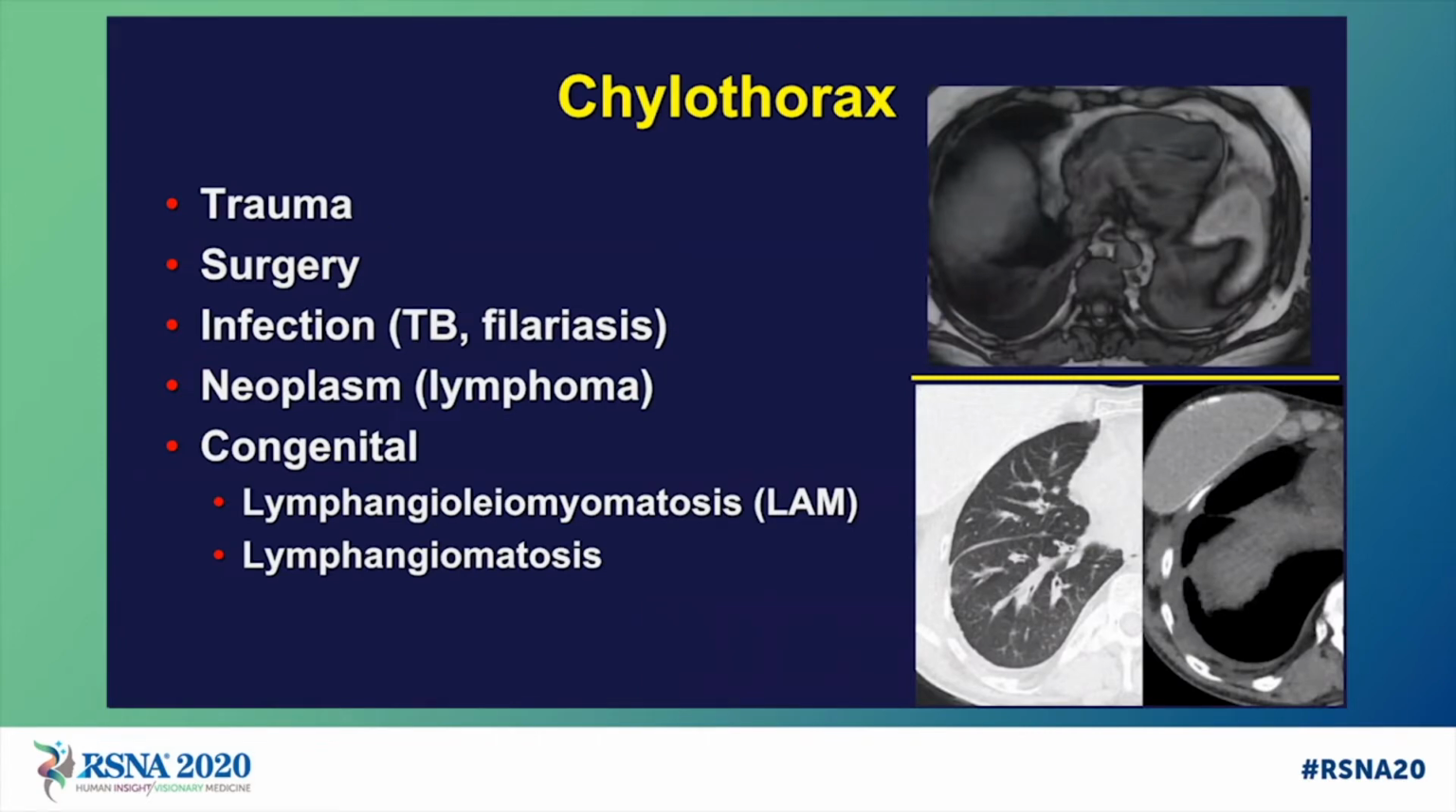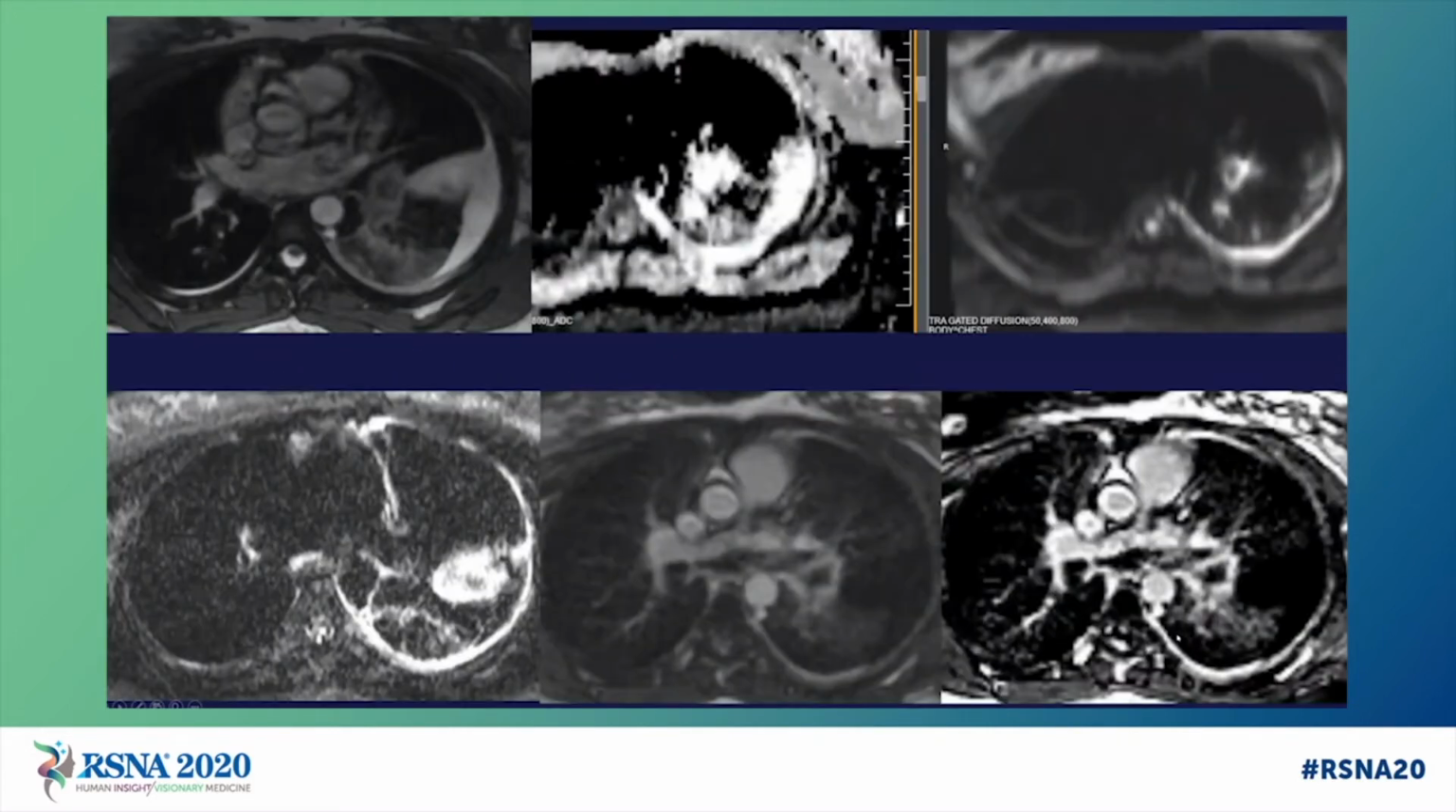Just a word about chylothorax. Chylothorax usually follows trauma or surgery. Rarely does it follow infection or neoplasm, but congenital causes of chylothorax are well known, including lymphangioleiomyomatosis and a much rarer condition, lymphangiomatosis, where you get lymphangiomas within the bronchovascular bundle and also get chylothorax that is accompanying, as in this other patient who is in their late 20s.